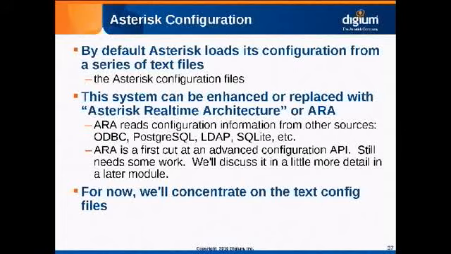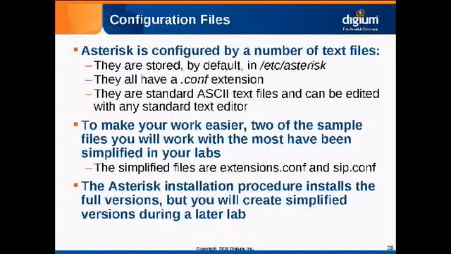Now, first of all, these configuration files typically live in the /etc/asterisk directory. If you're familiar with Unix and Linux, the /etc directory is usually where your configuration files go. We've got a subdirectory in there for Asterisk. And all of these configuration files are going to have a .conf extension to tell you it's a configuration file. Okay? And they are just plain ASCII text files. Use your favorite text editor to edit them.